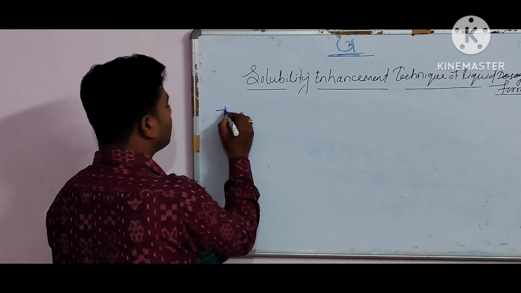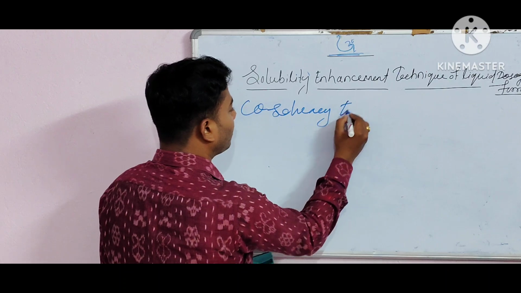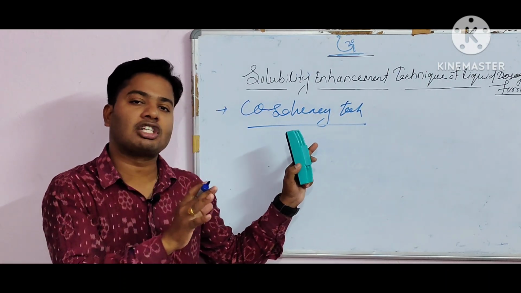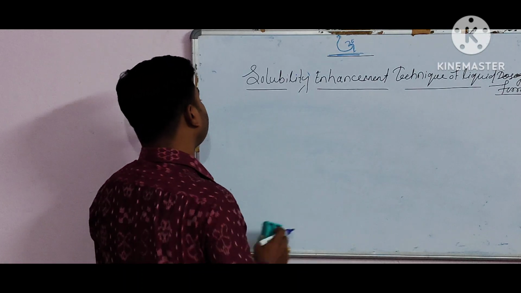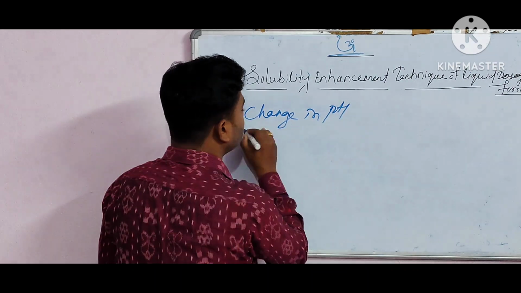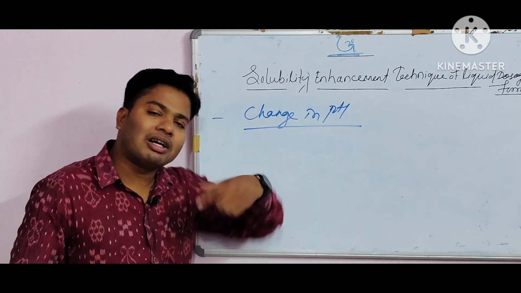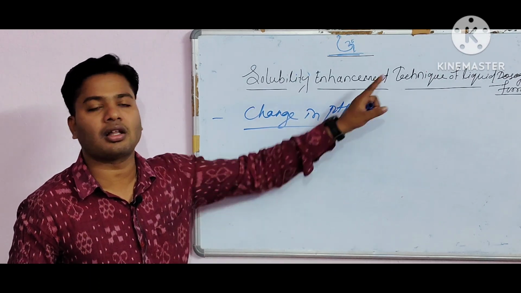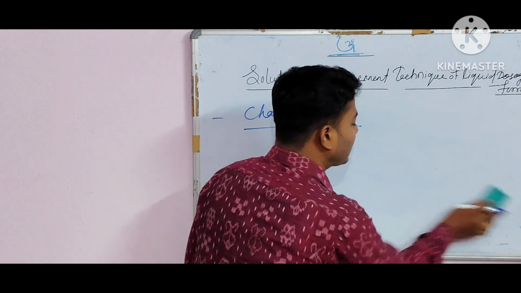Next part is the co-solvency technique. I have already discussed that technique regarding the excipients used in liquid dosage forms, so please go through the link. Next part is change in pH. When you change the pH inside the medium, what will happen? It enhances the solubility of poorly water soluble drugs in the preparation of liquid dosage forms. So let's see what will happen when you change the pH.